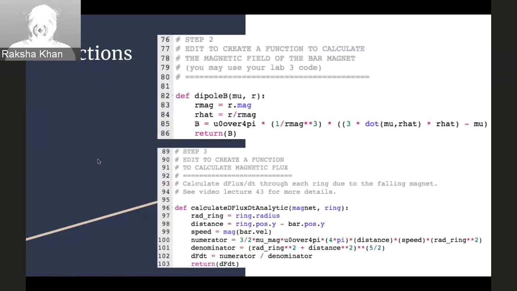Next, moving on to our functions, we have 2 main functions in this lab code. Our first function is to calculate the magnetic field of the magnet, and the formula we use for that in this code is shown on line 85. And then our second function is to calculate the magnetic flux, and the formulas for that are in lines 100 and 101.